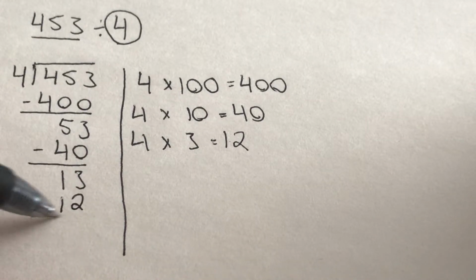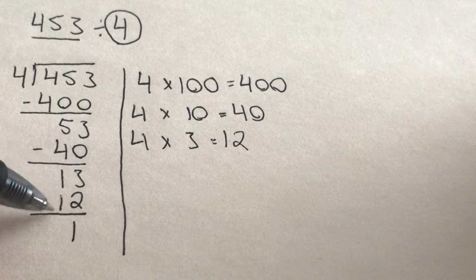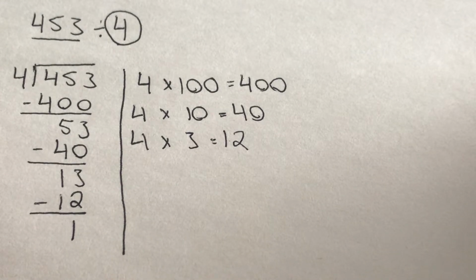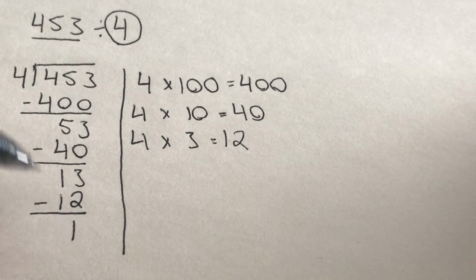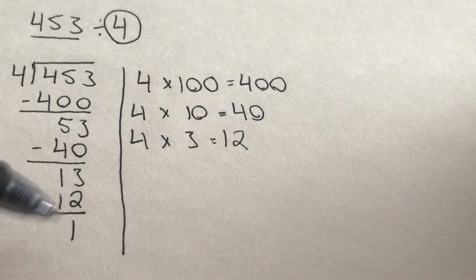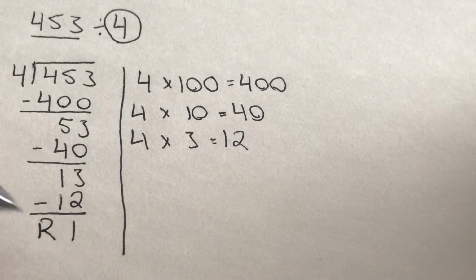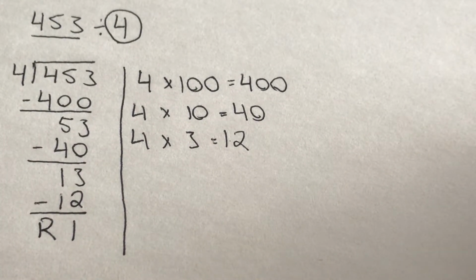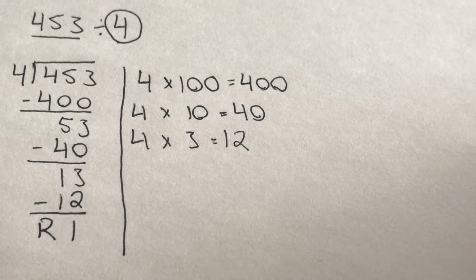So now we've got the 12. 3 minus 2 is 1. 1 minus 1 is, of course, 0. Now, 1 is definitely smaller than 4. Therefore, 1 must be our remainder. Okay? Now, we have our remainder.